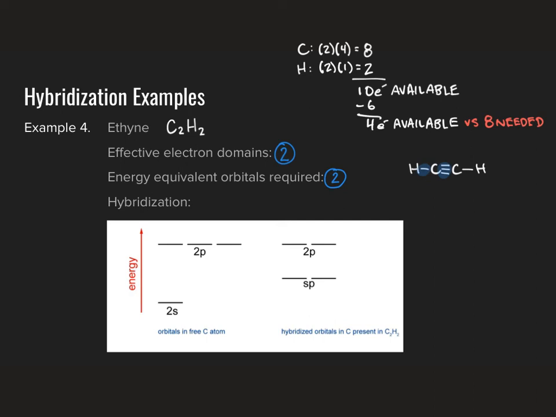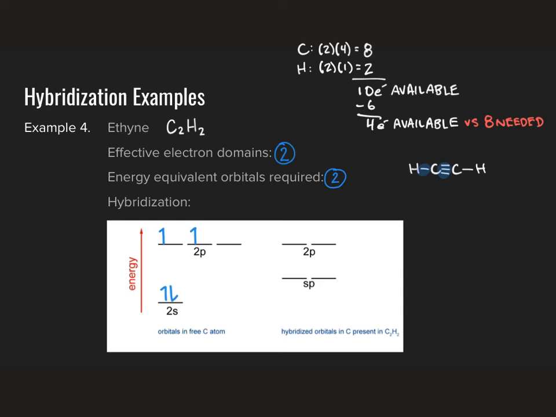So if I need 2 sigma bonds, I'm going to need 2 energy equivalent orbitals to make those bonds happen. And that's going to be a problem again because, as we discussed before, I only have those 2 p orbitals, which are at 90-degree angles to one another, and I know that this needs a 180-degree angle in order to make that linear geometry work. So it's hybridization time again.